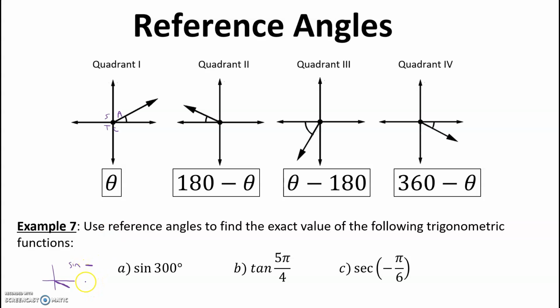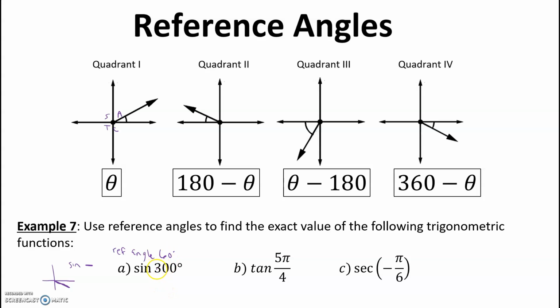And then we use our hand trick, reference angle. We need a reference angle. Our reference angle is 60 because to get from 300 up to this line, you need 60 more degrees. Okay, so you would do 360 minus 300 is 60. All right, so now we have our reference angle.